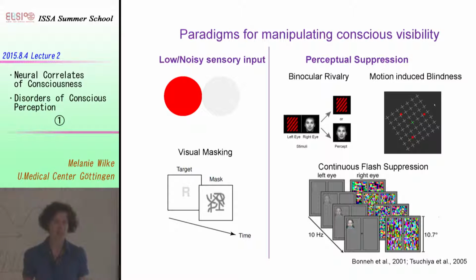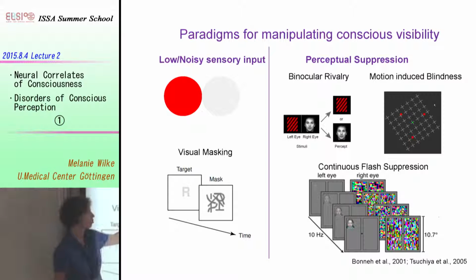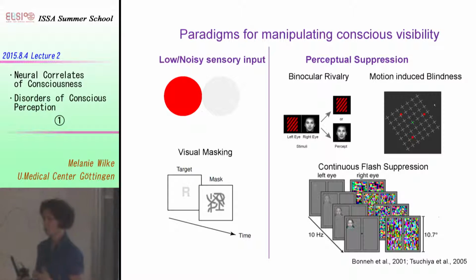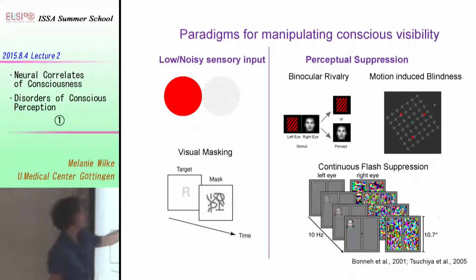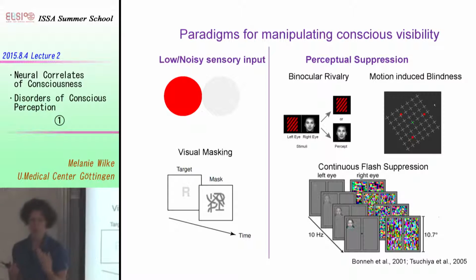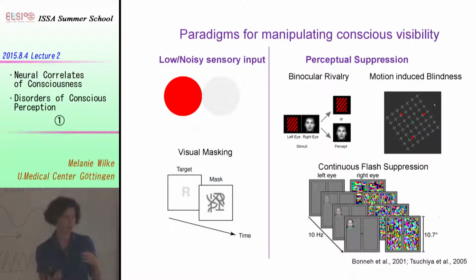And then there are the paradigms that deal with perceptual suppression. The most famous one is probably binocular rivalry. Binocular rivalry consists of presenting two different stimuli to the two eyes. So the left eye sees, for example, a face, the right eye sees a grating, and then your perception would just switch from one perception to the other. So it goes from a grating to a face.